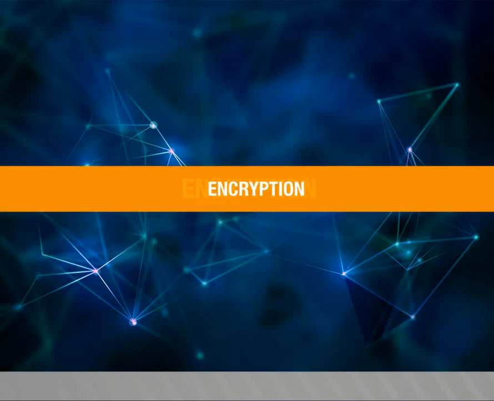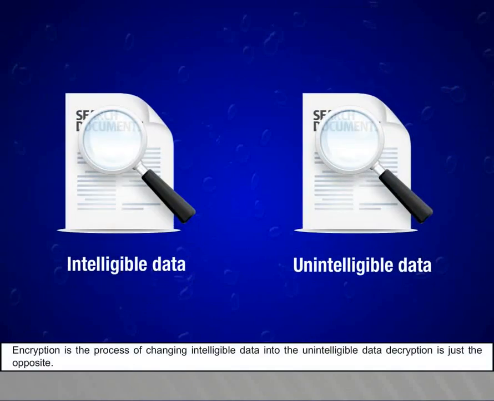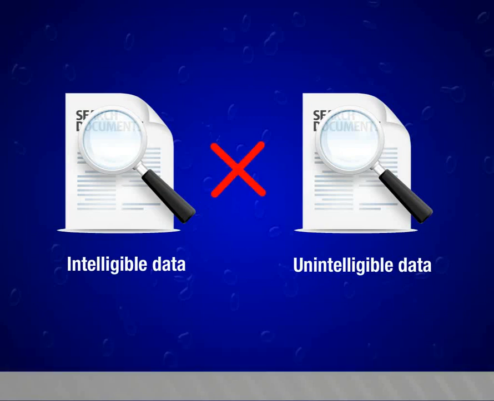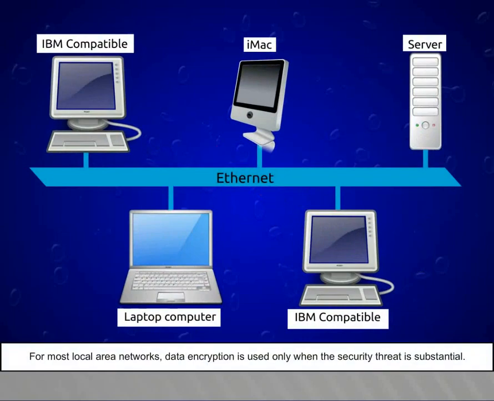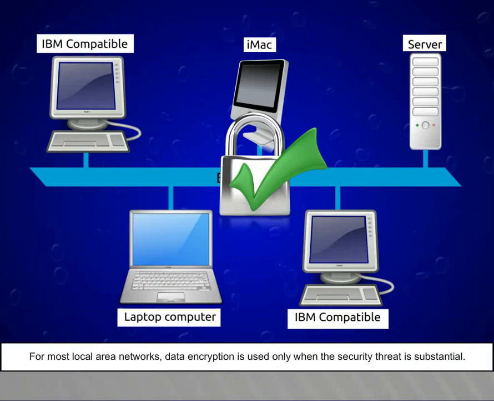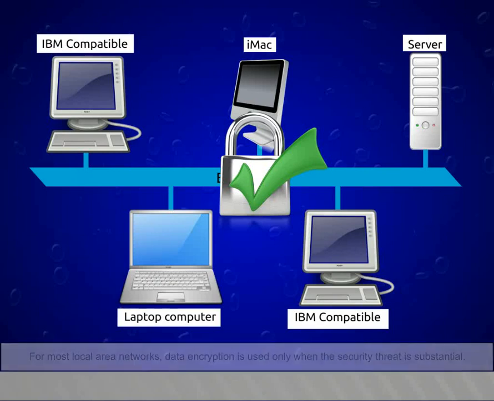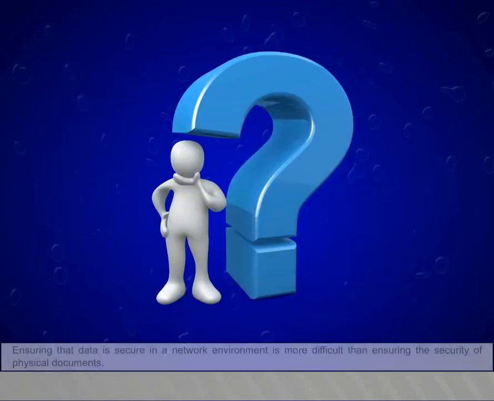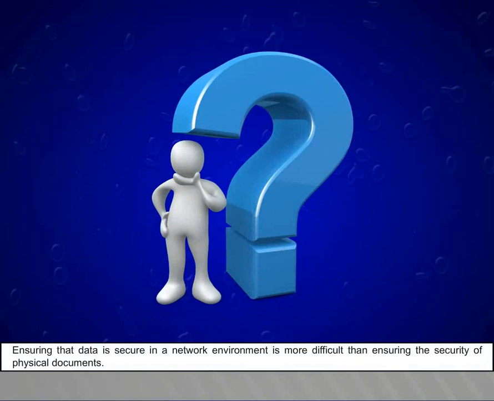Encryption. In this video, we are going to see about encryption. Encryption is the process of changing intelligible data into unintelligible data. Decryption is just the opposite. For most local area networks, data encryption is used only when the security threat is substantial. Ensuring that data is secure in a network environment is more difficult than ensuring the security of physical documents.